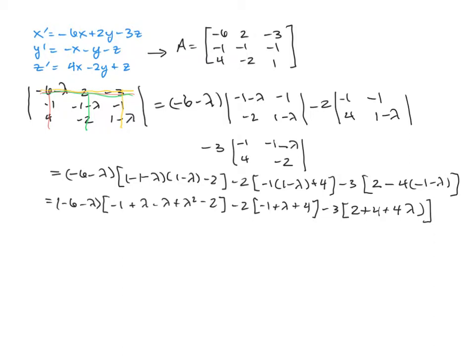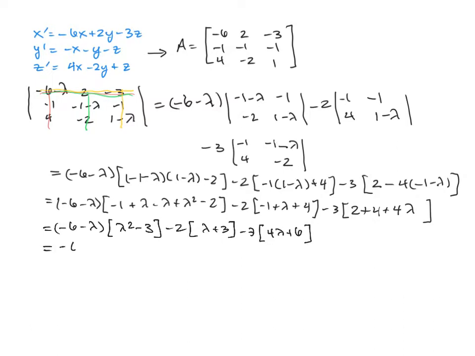All right, so we'll just keep on combining those like terms. So that is -6 minus lambda. Inside the parentheses, we've got a lambda squared, and that's going to be -3. And then we're going to have a -2 times a lambda plus 3. And then we will have a -3 times a 4 lambda plus 6.